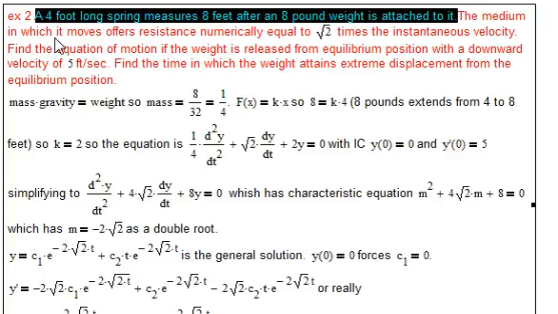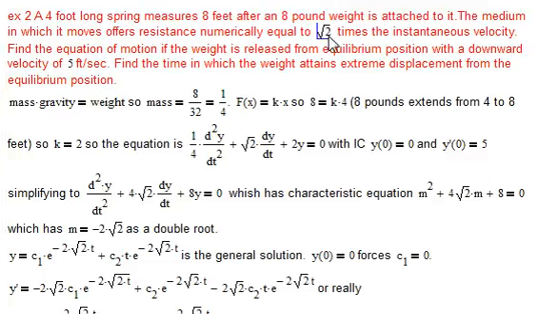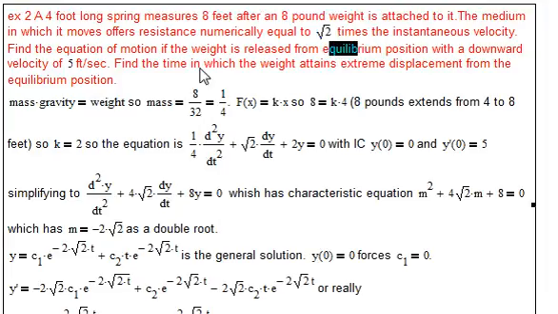Anyway, the medium in which it moves offers resistance numerically equal to the square root of 2 times the instantaneous velocity. So find the equation of motion if the weight is released from equilibrium position with a downward velocity of 5 feet per second. Find the time in which the weight attains extreme displacement from the equilibrium position.